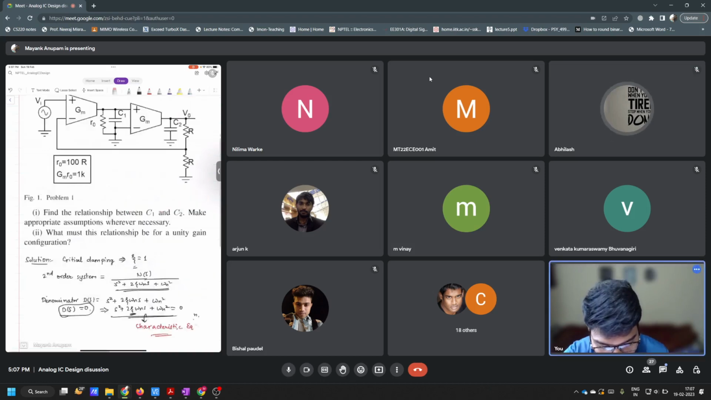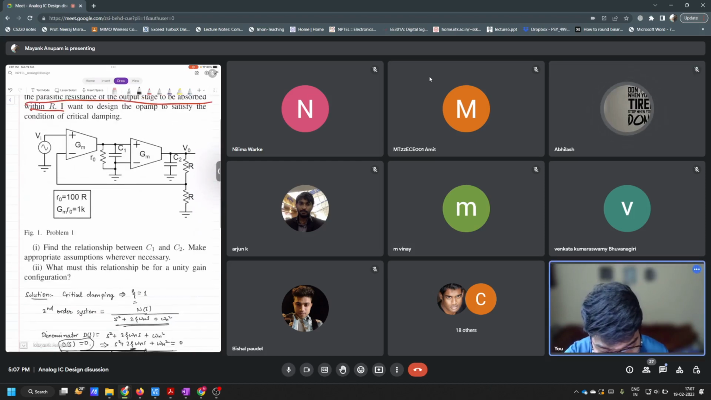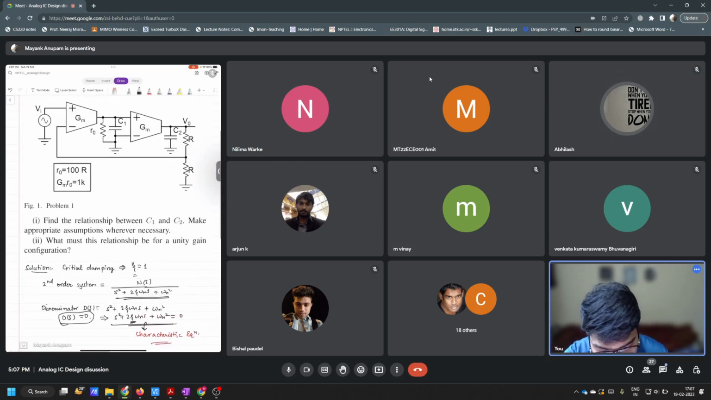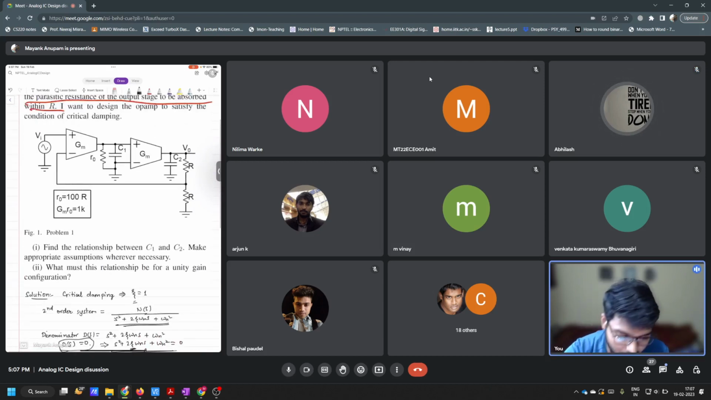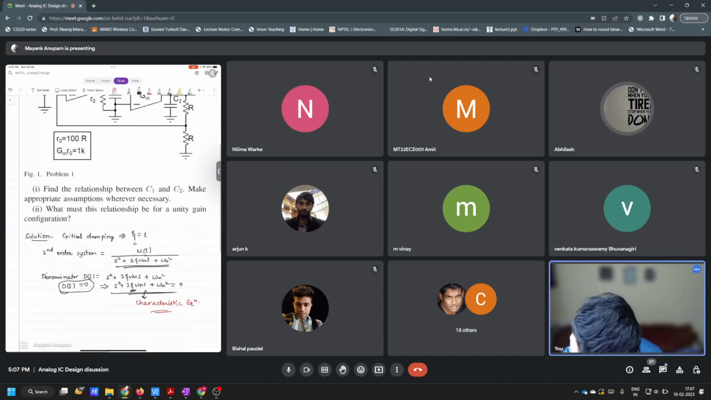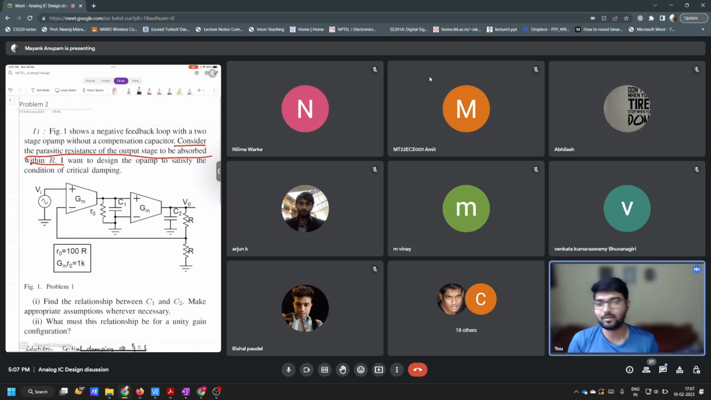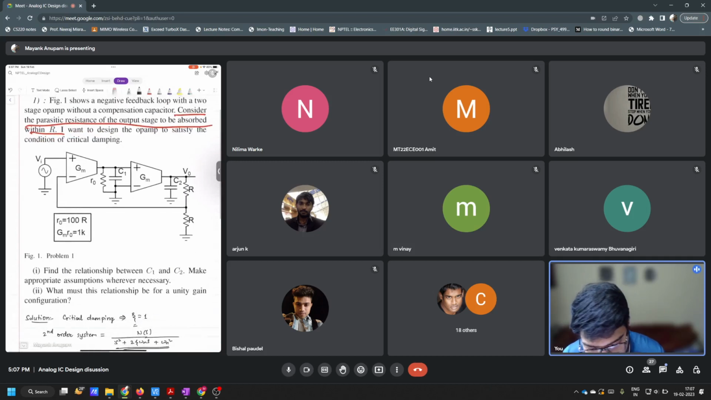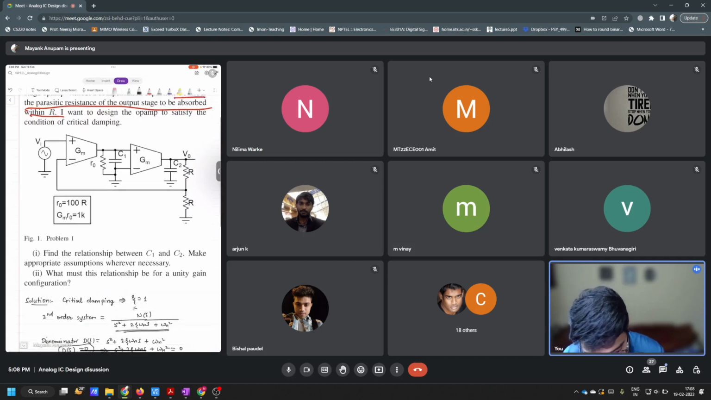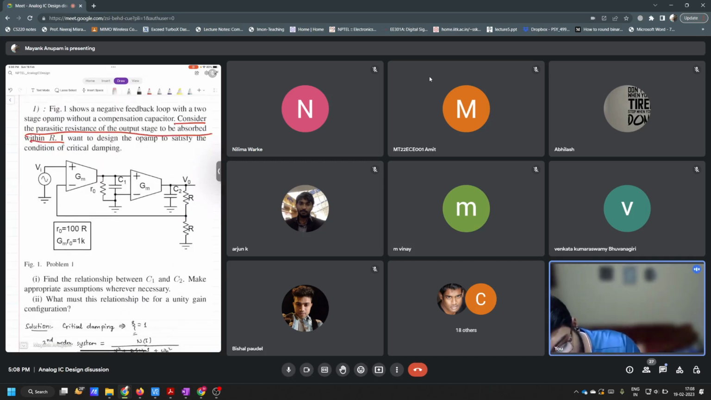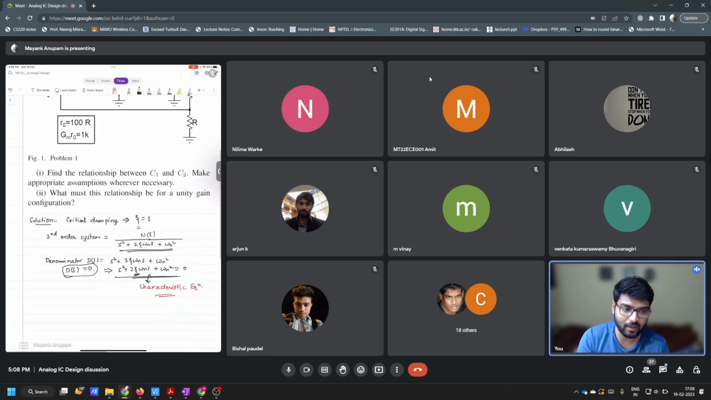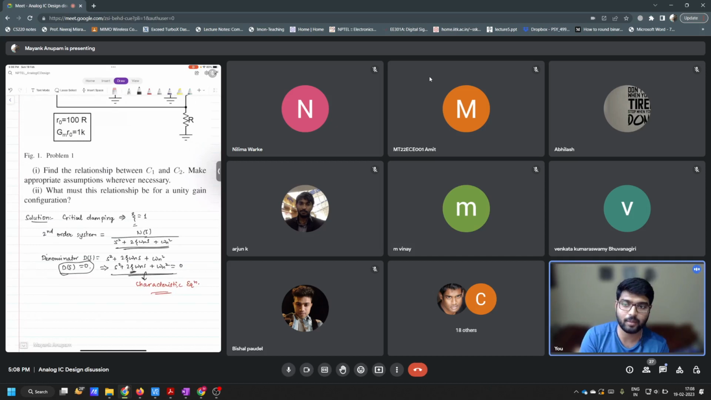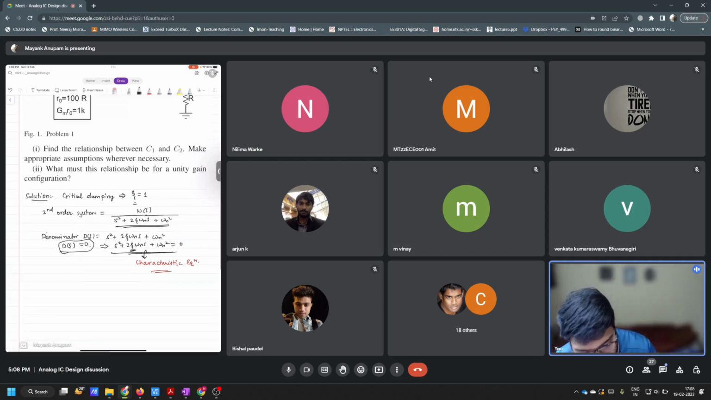Fine. So how do you find out? How do you do that here? First of all, why is the question of critical damping? Let's try to analyze it bit by bit. So the question is asking that I have to satisfy the condition of critical damping, right? So who said that the critical damping has to occur? For critical damping to occur, the system should be first of all second order, isn't it?